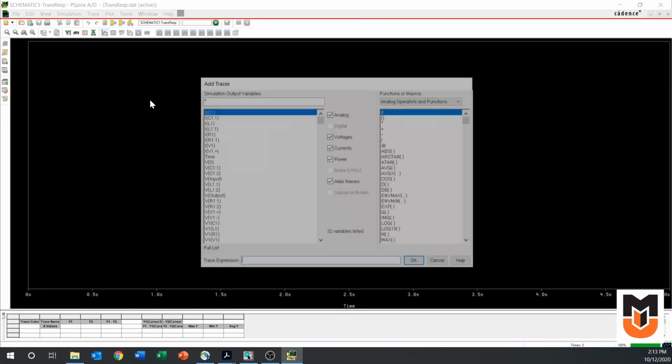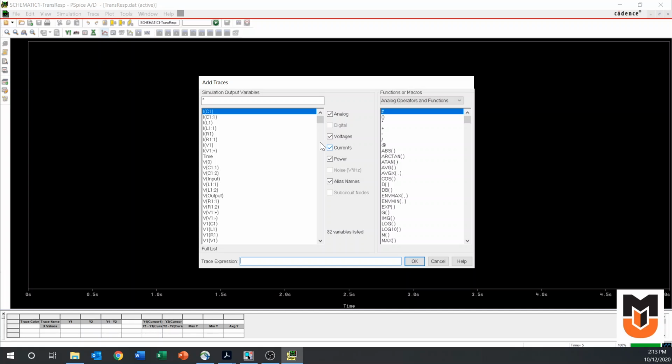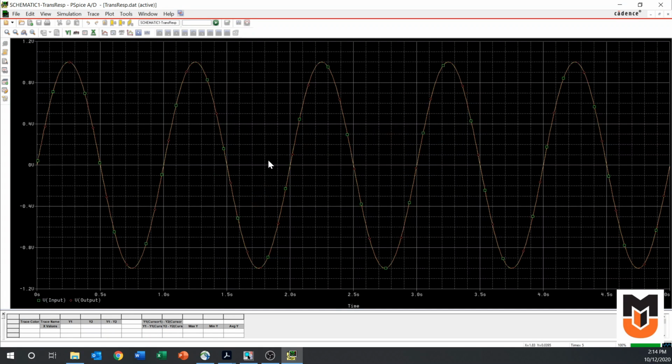So coming over here, we're going to plot, and again, remember I can clean this up if I know I'm looking for voltages, deselect currents and power. Let's plot our input and output on the same plot. And as expected, we see our red and green curves, so green is our input, red is our output, are essentially right on top of each other.